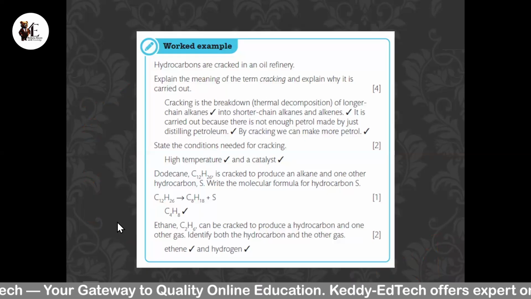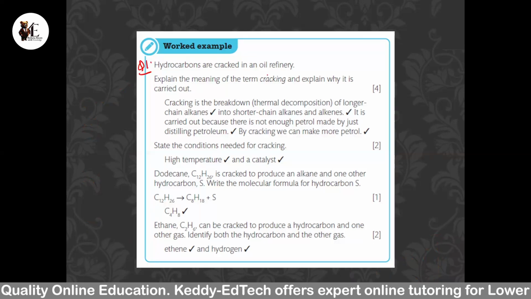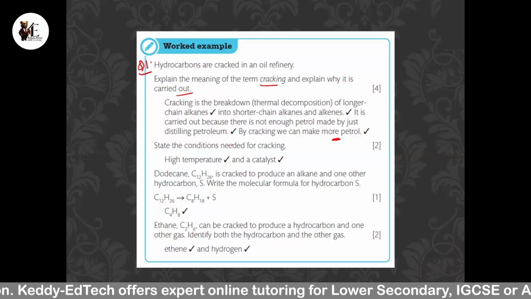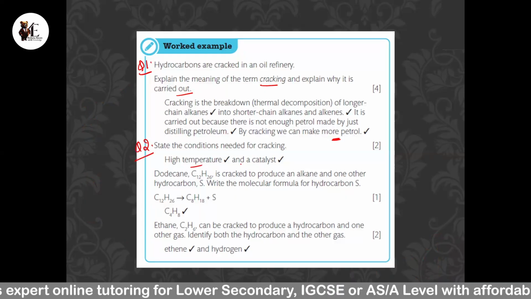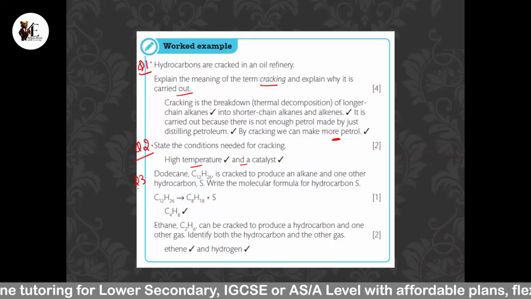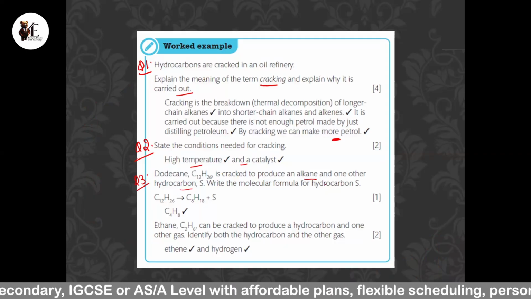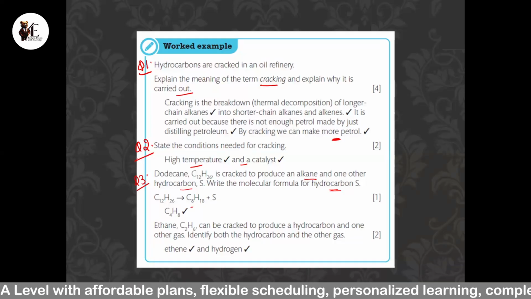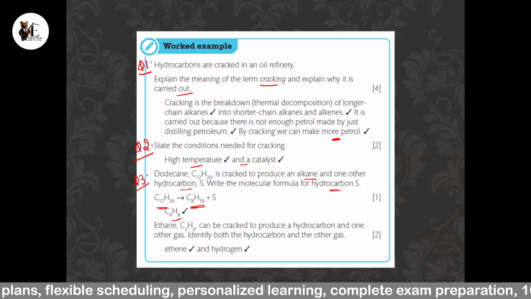Next question is hydrocarbons are cracked in an oil refinery. Explain the meaning of the term cracking and explain why it is carried out. So you can easily answer this question. State the conditions needed for cracking. You know the conditions are high temperature and catalyst. Dodecane, that is your C12H26, is cracked to produce an alkane and one other hydrocarbon. Write the molecular formula for the hydrocarbon. So you know that when C8, you just have to subtract C12H26 minus C8H18.